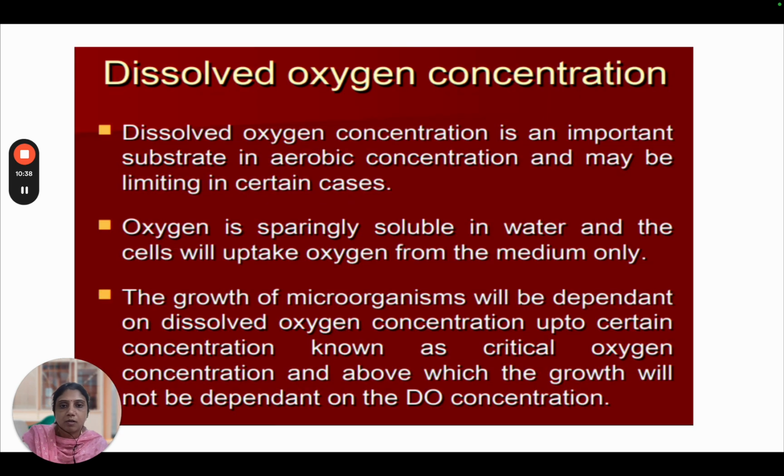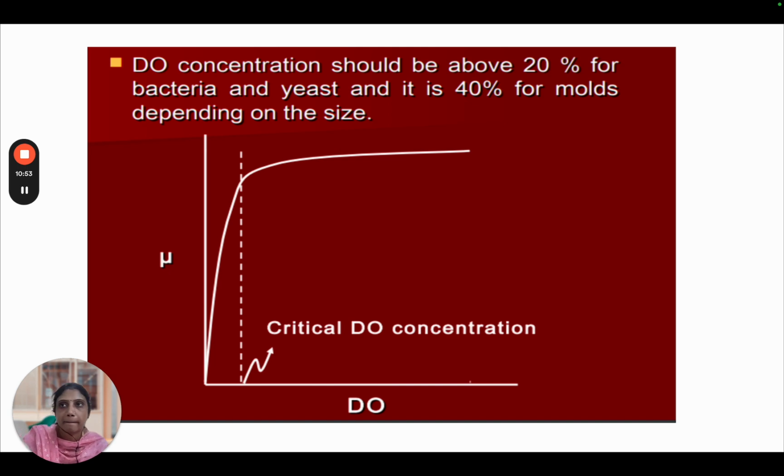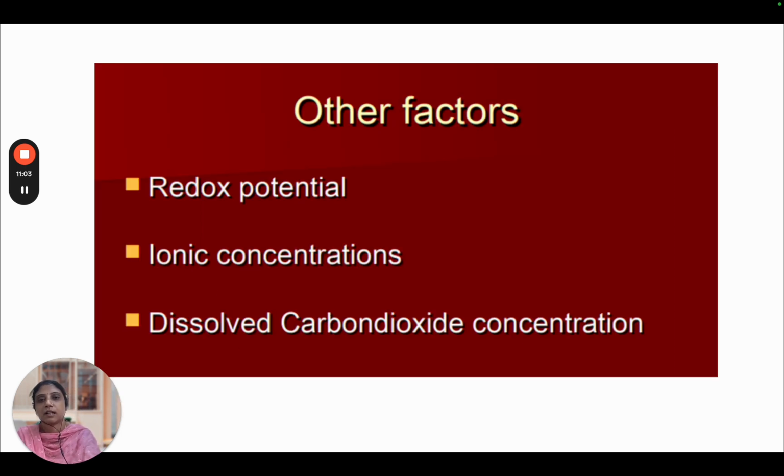And dissolved oxygen concentration is a very crucial factor for aerobic microorganisms and may be limiting in certain cases. Oxygen is sparingly soluble in water, and the cells will take up oxygen from the medium only. Dissolved oxygen concentration should be above 20% for bacteria and yeast, and 40% for molds, based on the size.